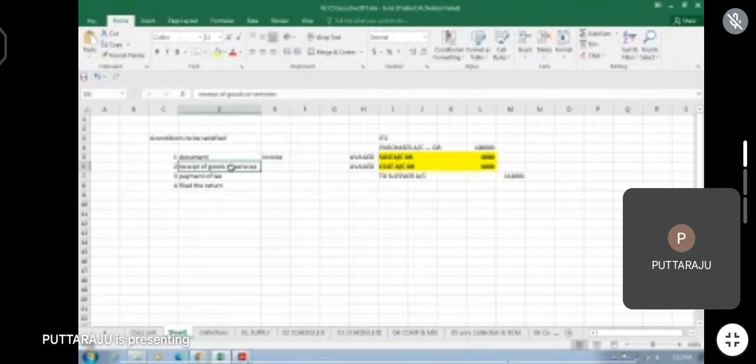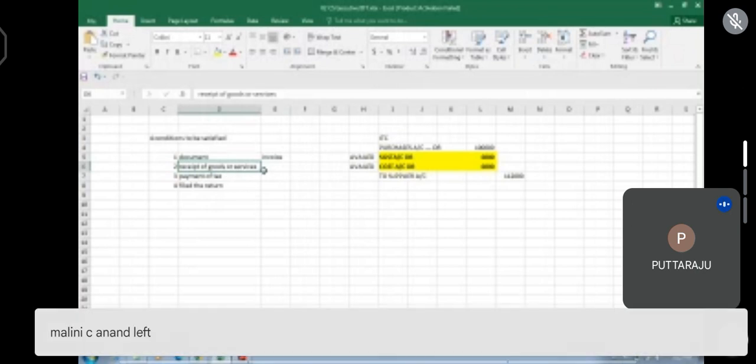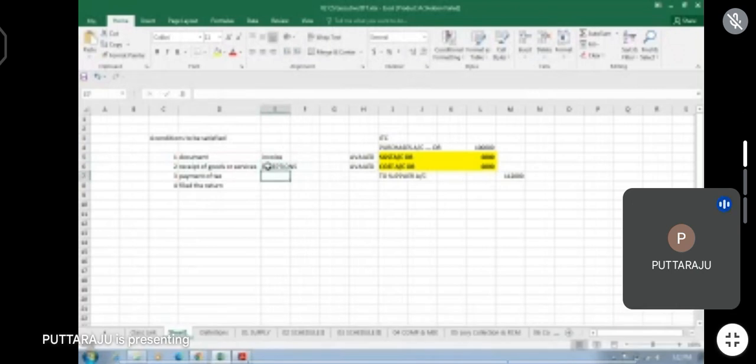Next, you should have received the goods in your company or the factory. When you purchase the goods, you should receive the same goods or services. Without receipt of goods or services, you are not eligible to claim ITC. You should receive. There are certain exceptions. Exceptions we will see.